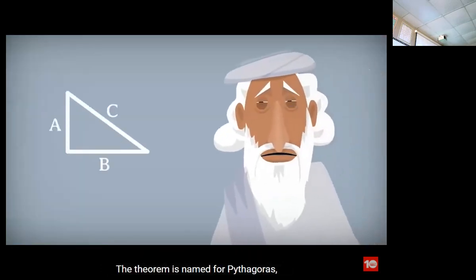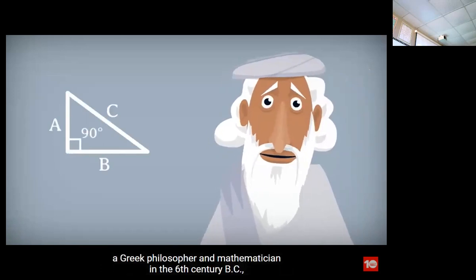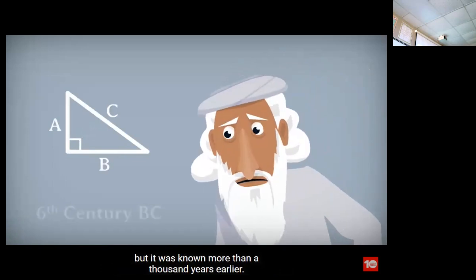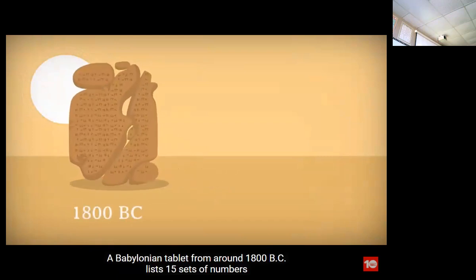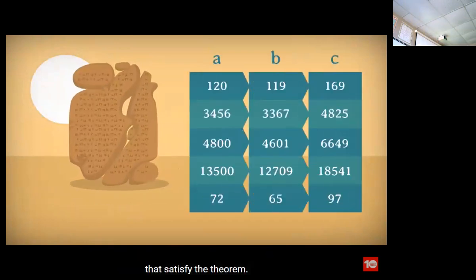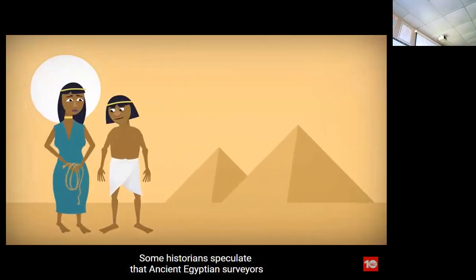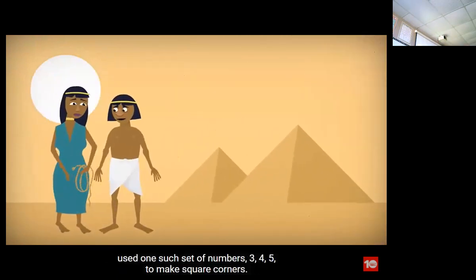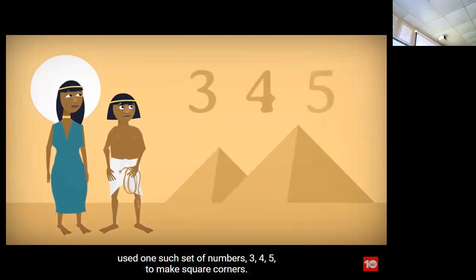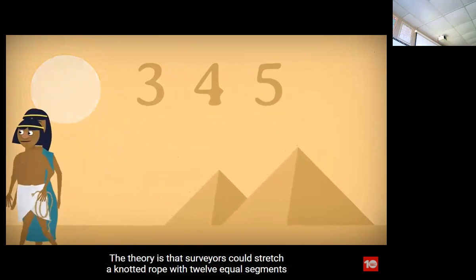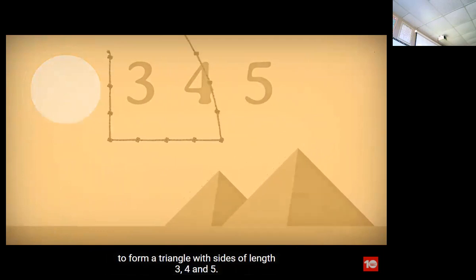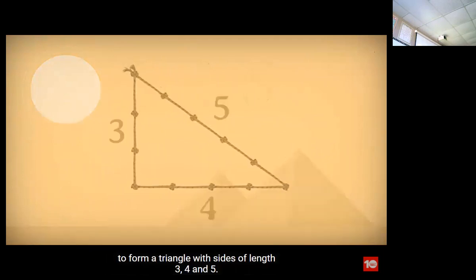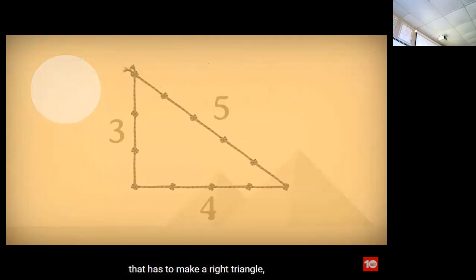The theorem is named for Pythagoras, a Greek philosopher and mathematician in the 6th century BC, but it was known more than 1,000 years earlier. A Babylonian tablet from around 1800 BC lists 15 sets of numbers that satisfy the theorem. Some historians speculate that ancient Egyptian surveyors used one such set of numbers, 3, 4, 5, to make square corners. The theory is that surveyors could stretch a knotted rope with 12 equal segments to form a triangle with sides of length 3, 4, and 5. According to the converse of the Pythagorean theorem, that has to make a right triangle, and therefore a square corner.